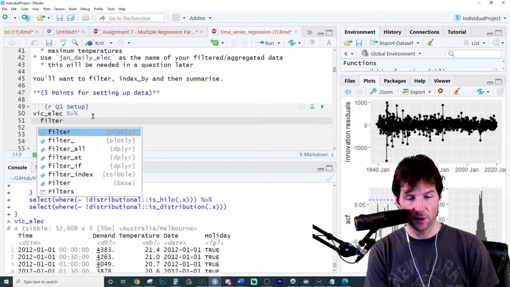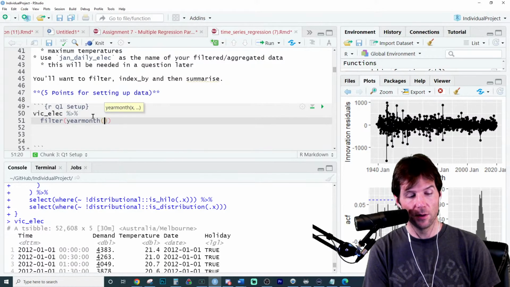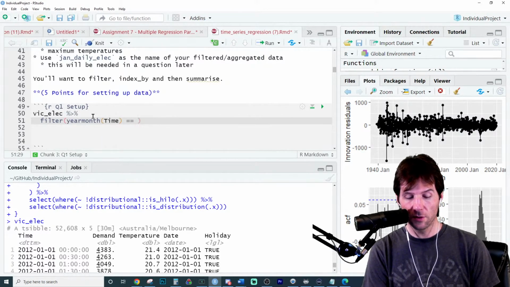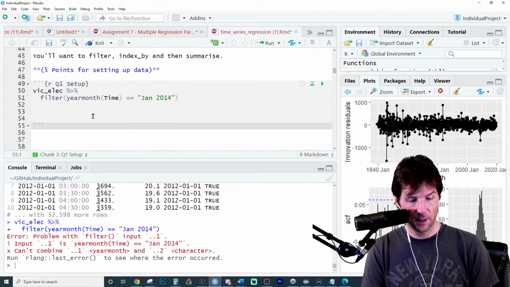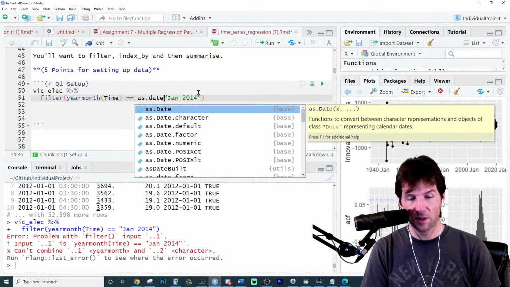And let's go to filter. And we want to do year month, I believe it is. Year month on time, and equals to, we should say, will Jan 2014 work? It's mad. It's always mad. Oh, I think we have to do as date. It's a specific as date.